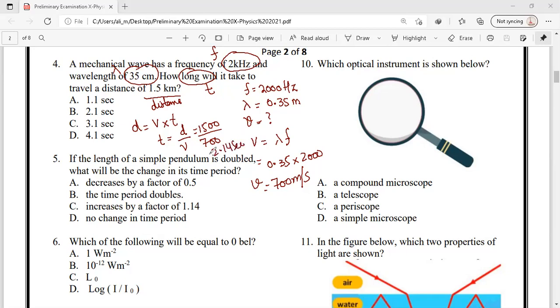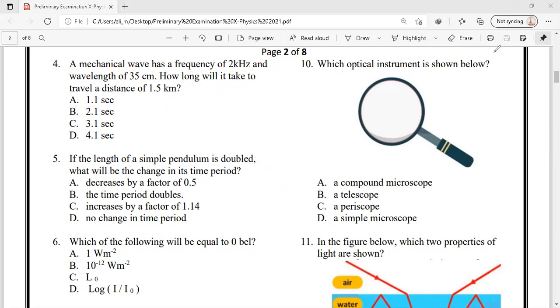So the time is 2.14 seconds. So the correct answer will be 2.1 seconds, that is in our option B. So let's see question number 5. If the length of the pendulum is doubled, what will be the change in its time period?